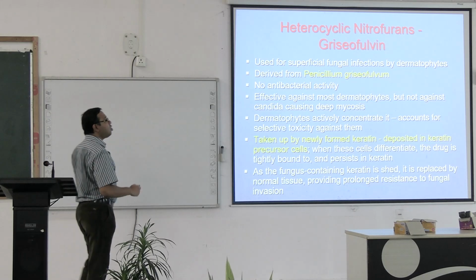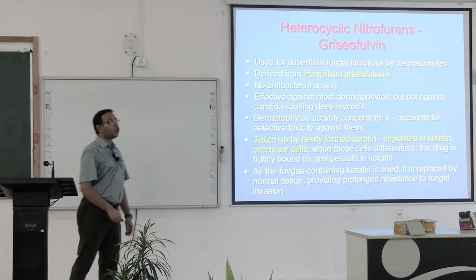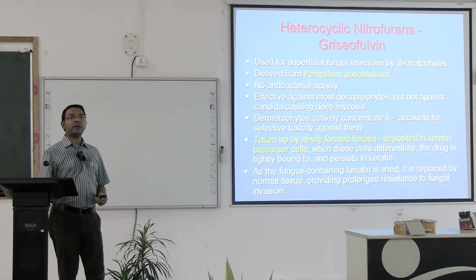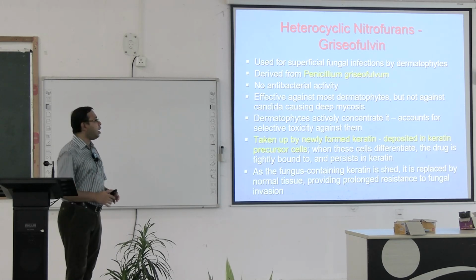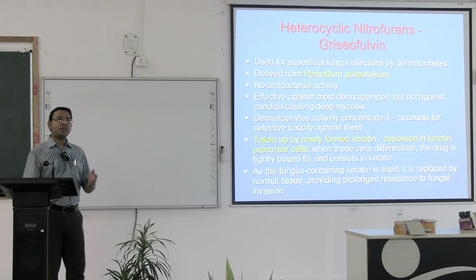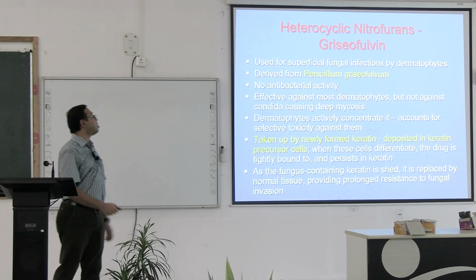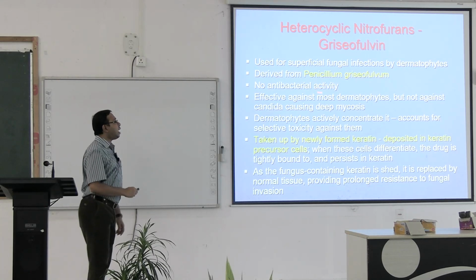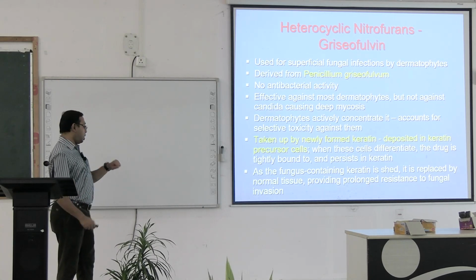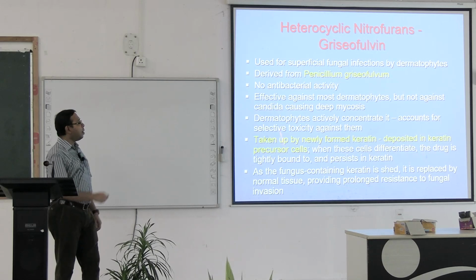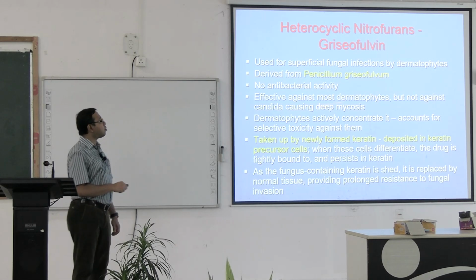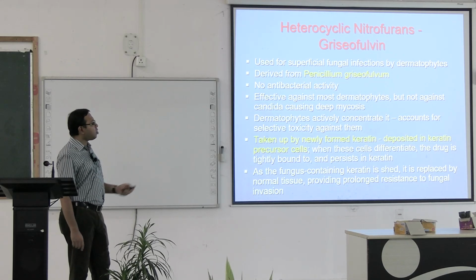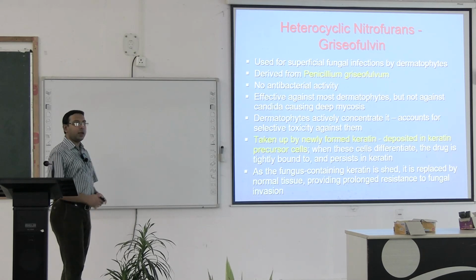Now next coming to Griseofulvin. Griseofulvin comes under the group heterocyclic benzofurans. Griseofulvin is the second antifungal drug that was invented after Amphotericin B, but due to some adverse effects as well as lesser activity, it is used less nowadays. It is useful for superficial fungal infections by dermatophytes, derived from Penicillium griseofulvum. They have no antibacterial activity. They are effective against most dermatophytes but not against Candida. Dermatophytes actively concentrate the drug, which accounts for selective toxicity against them.